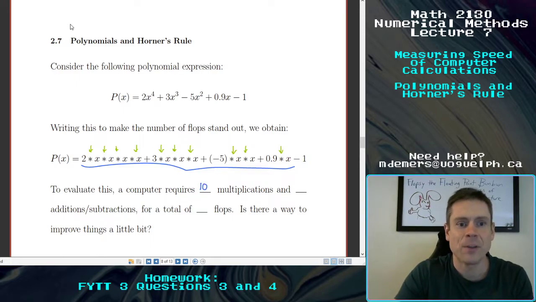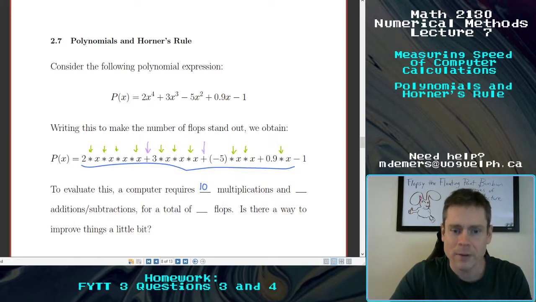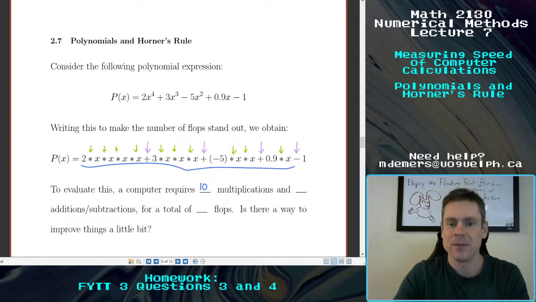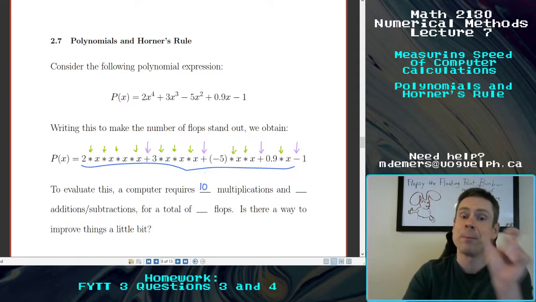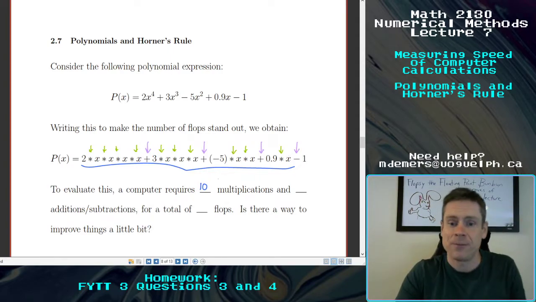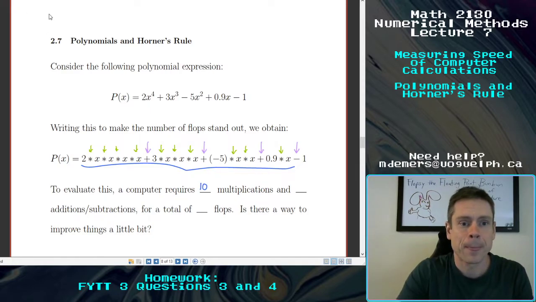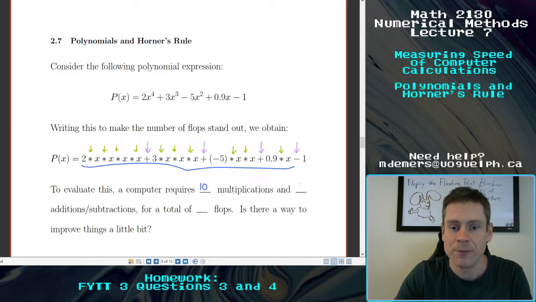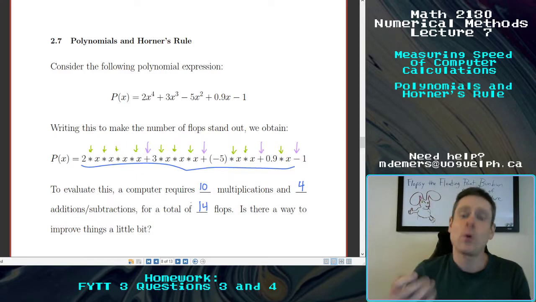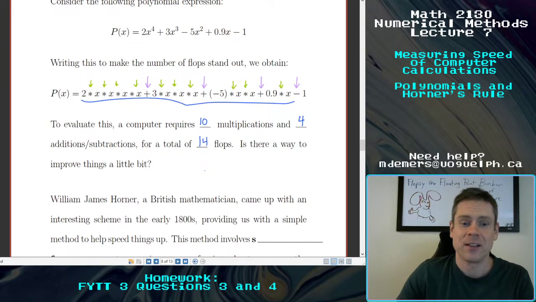And if we count up the number of additions and subtractions, we have 1 right here, 1 right there, 1 right here, and 1 right there. Don't miss any, and don't overcount either, because -5 is itself a floating point number in itself. So we get 10 multiplications, and it looks like we have 4 additions or subtractions, for a total of 14 flops. The question is, is there a way to improve things a little bit?